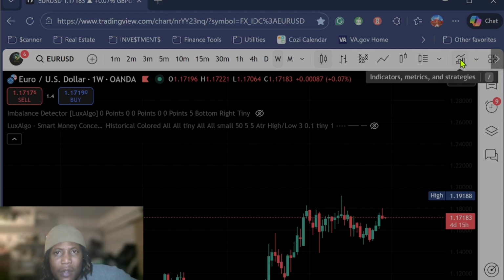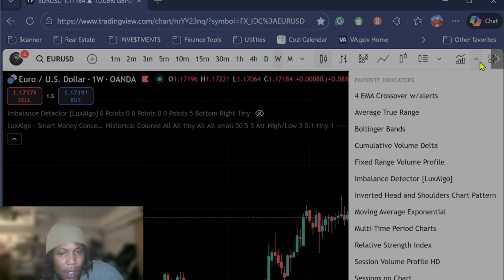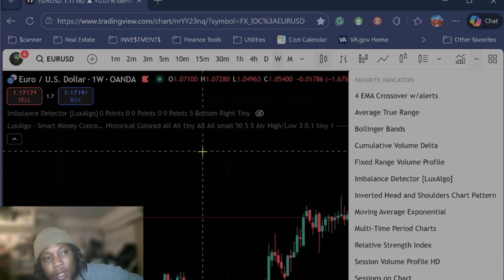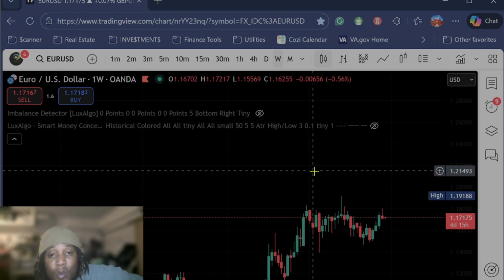What else do they have? They have other little stuff. They have the indicators thing over here. They got the favorites over here. So these are some of my favorites that I have. I have the imbalance detector, moving average, so these are some of my favorite indicators that I got saved. But the two that I'm currently using right now are the imbalance detector and LuxAlgo Smart Money Concept. Those are the two I'm gonna use.